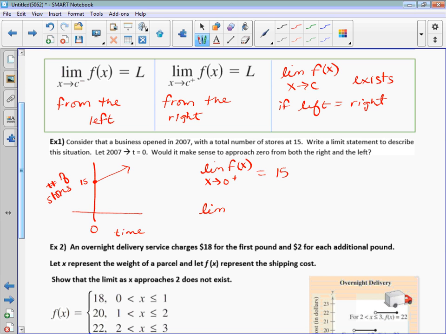But what about the limit of our function as we approach 0 from the left? Is there anywhere on the left to even come from? No. Did any of these stores even exist before then? No. We don't know anything about before 2007. So from the left does not exist. So the question here, does it make sense to approach 0 from both sides? What do you think? No, we don't have information about from the left. Okay.